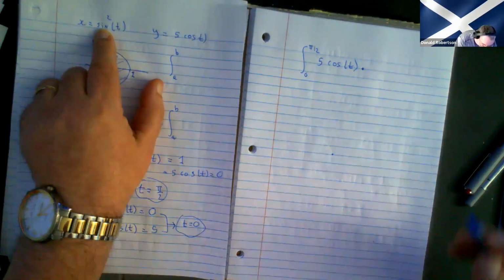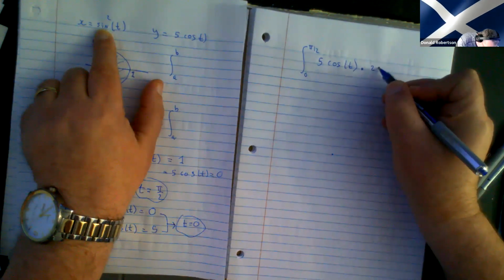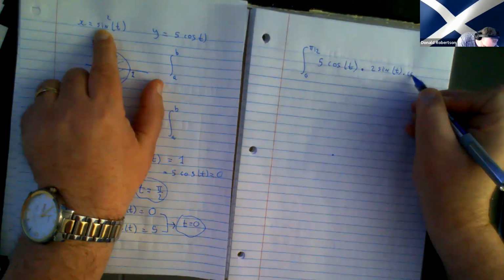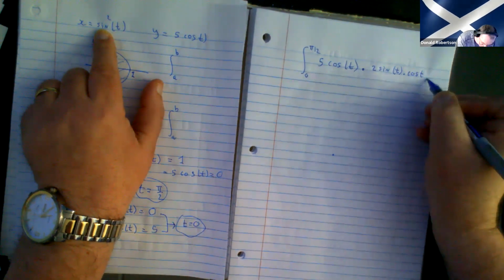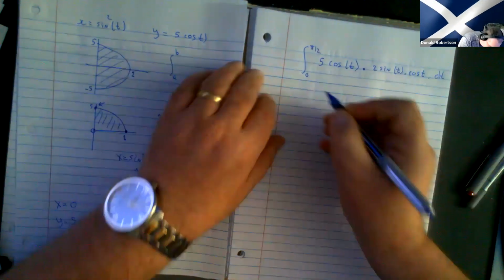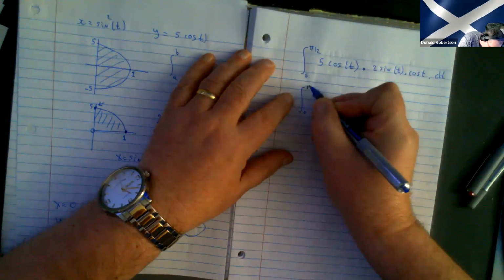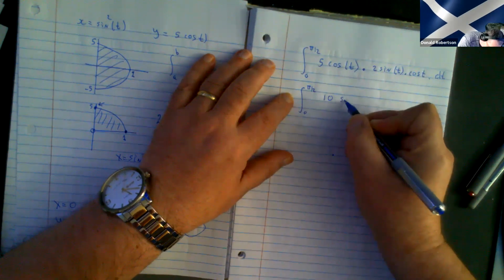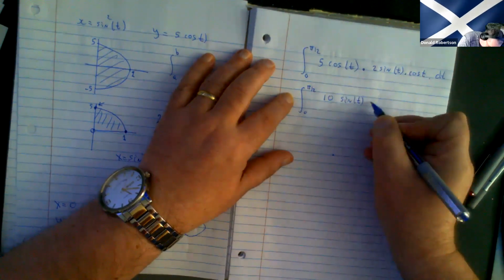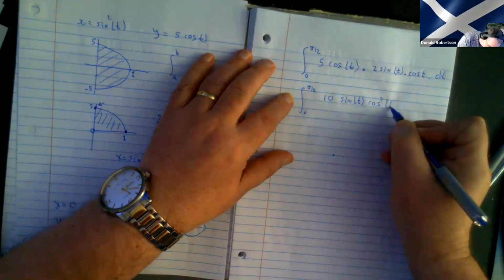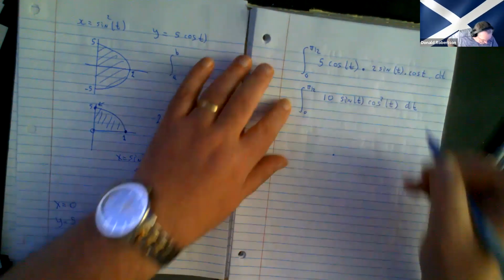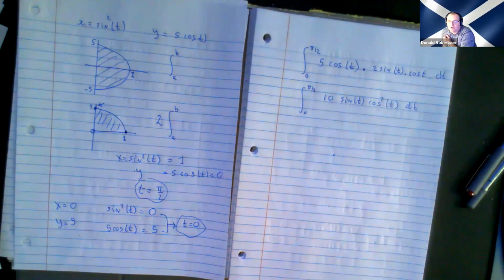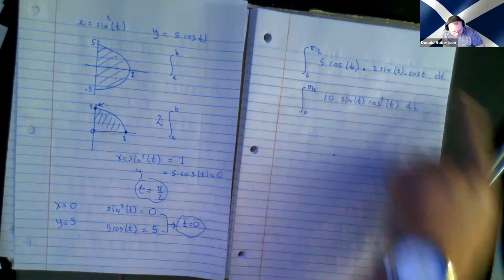Now, if you differentiate sine squared, it's a chain rule. You get 2 times sine t times the derivative of the inside function, which is this guy, dt. And now you've got the integral from 0 to pi upon 2. I've got a 10 here, I have a sine t here, and I have a cos squared t, and I have a dt. So if you differentiate sine squared t, it's 2 times sine t times cosine t. And then there's your dt.